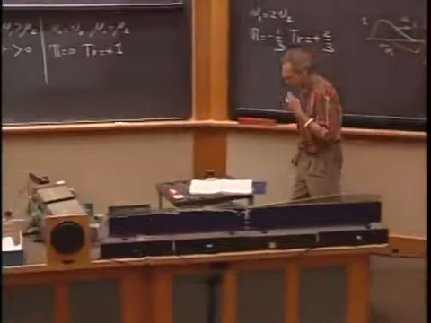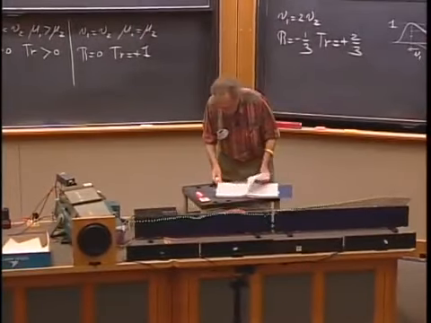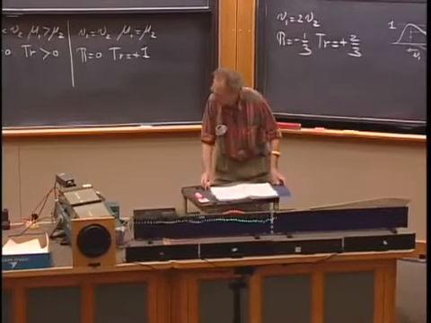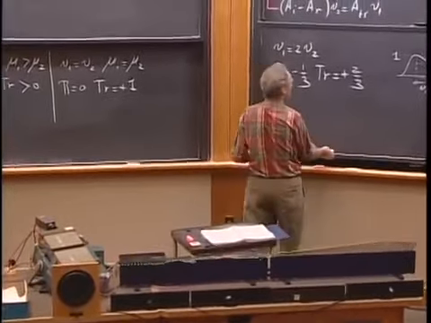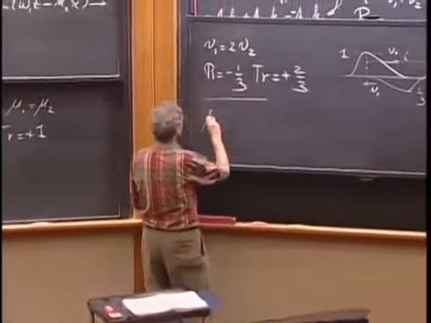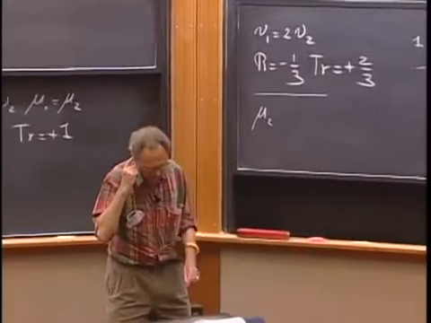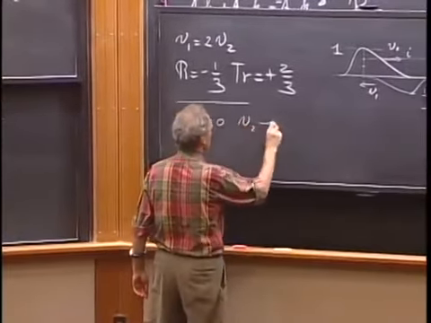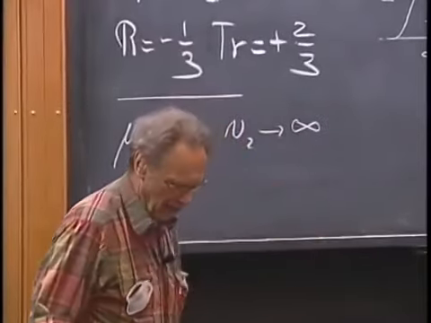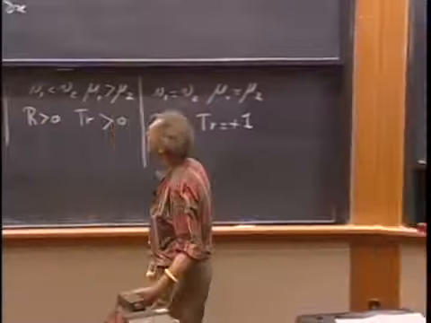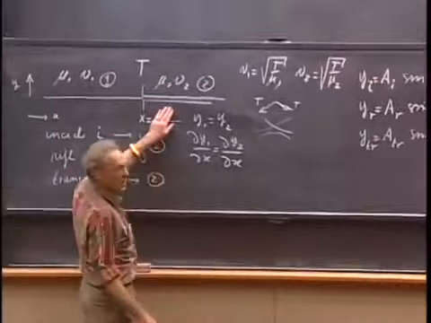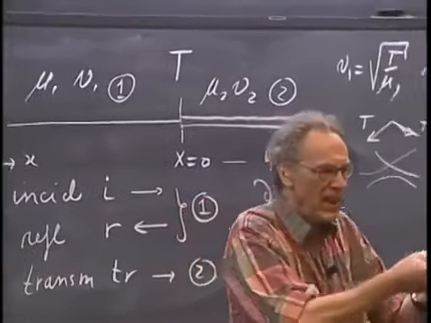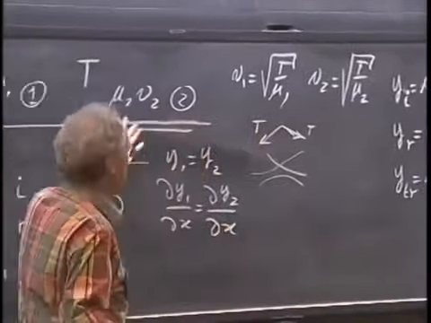I only have one problem. And that problem is going to be your problem. And that is the following. I would like to explore now the possibility that mu2 is going to be 0. That means V2 becomes infinitely high. If mu2 is 0, there is nothing here. It means there is tension on the rope, but there is nothing here, it's empty.